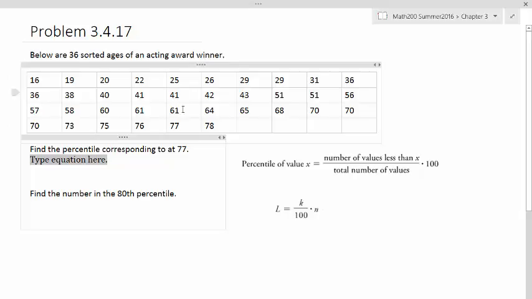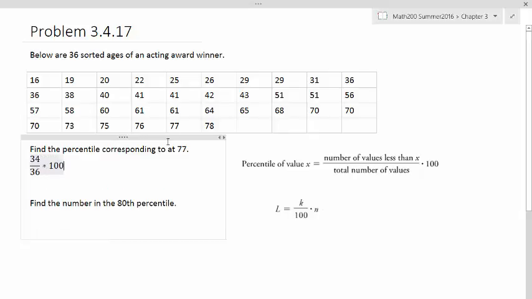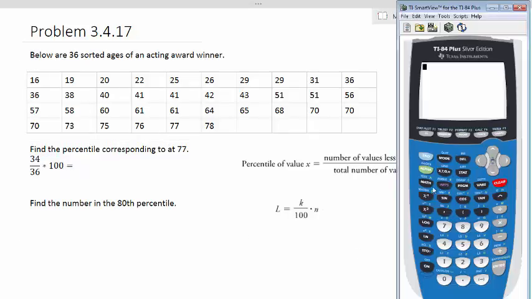There are 36 awards here, and it looks like the first three rows are 30, and then 1, 2, 3, and 4. There are 34 numbers that are less than 77. And then we want to divide this by the total number of numbers that we have, which is 36. And then after that, we want to multiply this by 100. So let's punch this into our calculator and see what we get.